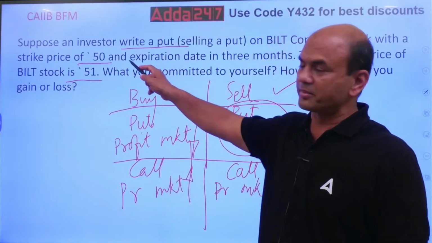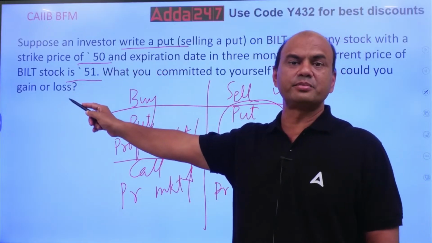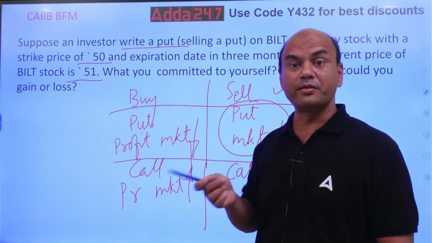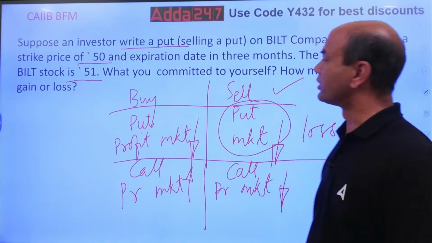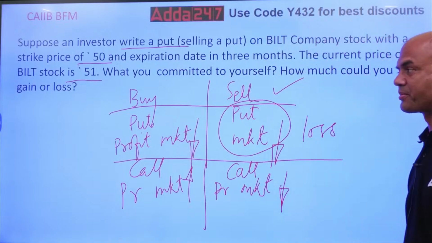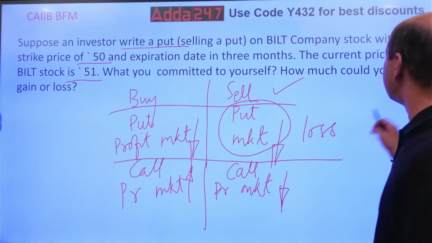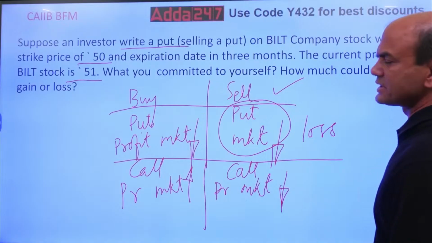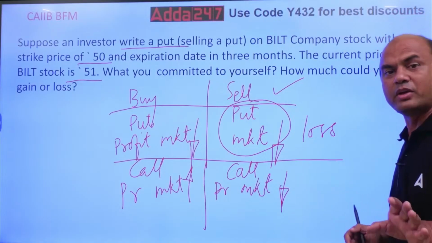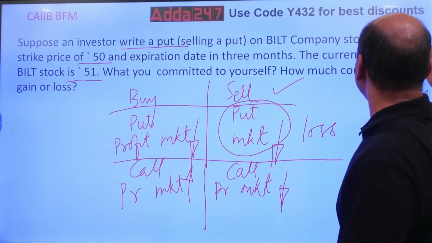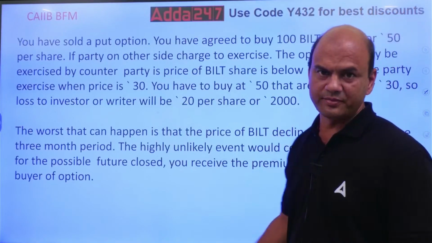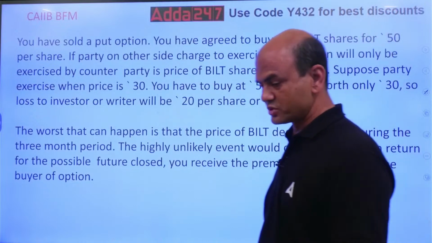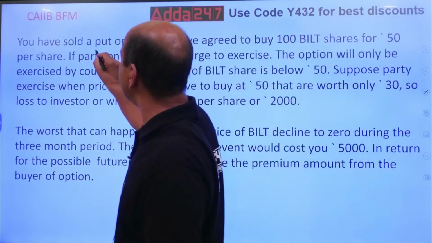Now the strike price is 50 and the current market price is 51. I am the seller of this call, or rather put, seller of this put. So remember this table. Let's move to the explanations. Here I won't ask you the question, I'll explain. See here, read this properly. You have sold the put option.